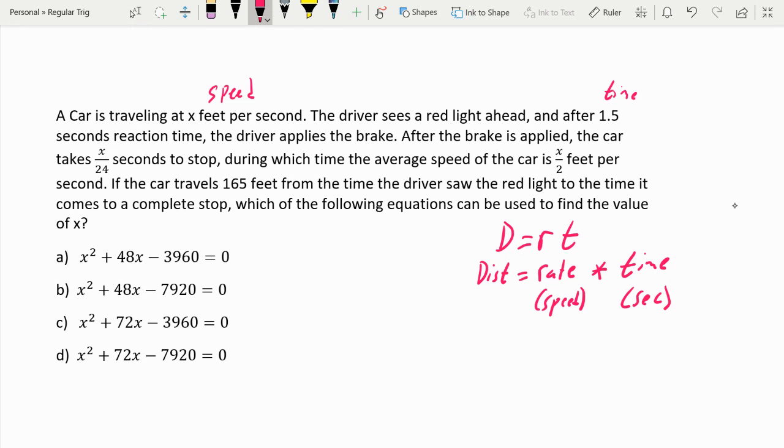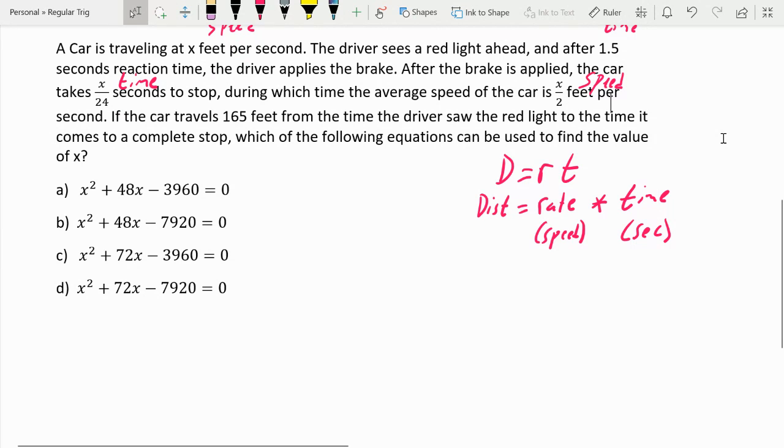After the brake is applied, the car takes x over 24 seconds to stop. Again, here we have time. During which time the average speed of the car is x over 2 feet per second. Again, we have speed. If the car travels 165 total feet from the time the driver saw the red light to the time that it comes to a complete stop, which one of these equations? There's two things that are happening.